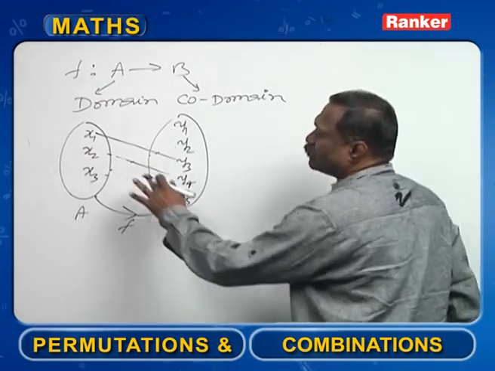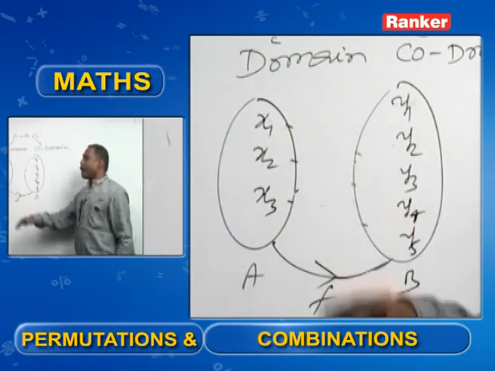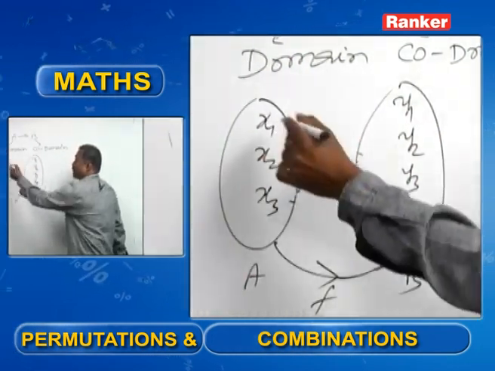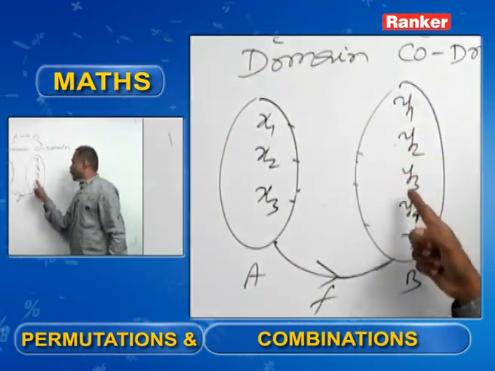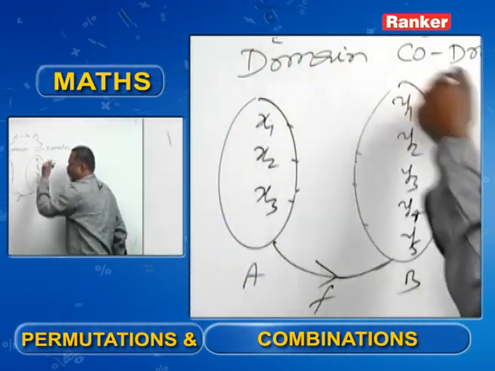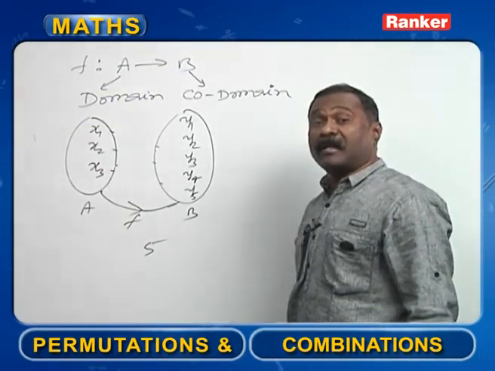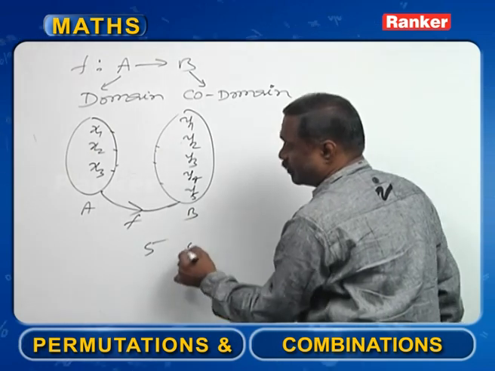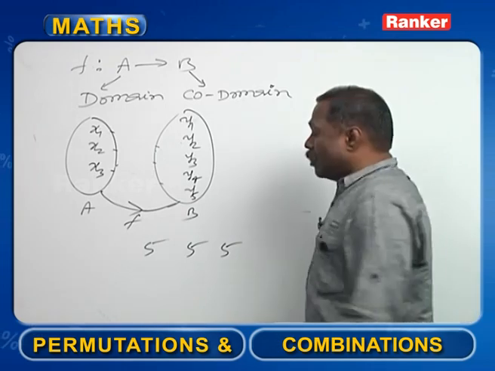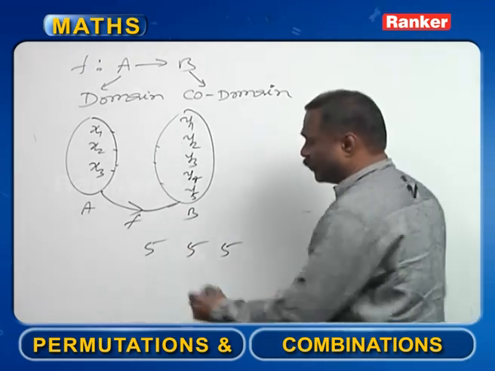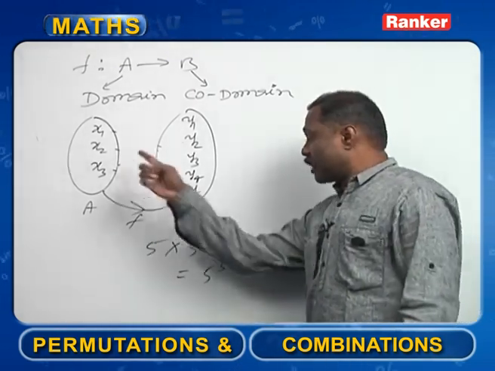So now we are interested to know how many functions can be formed in this case. Now, x1 can be associated to any one of these 5. That means x1 has how many chances here? 1, 2, 3, 4, 5. So x1 has 5 chances. Similarly, x2 has also 5 chances, and x3 also has 5 chances to be associated. So first operation 5, second operation 5, third operation 5. It is nothing but 5 into 5 into 5, which is 5 cubed.